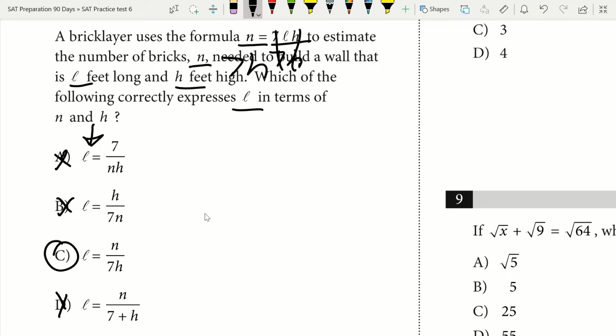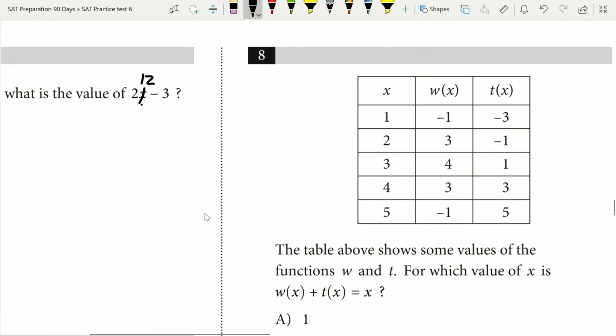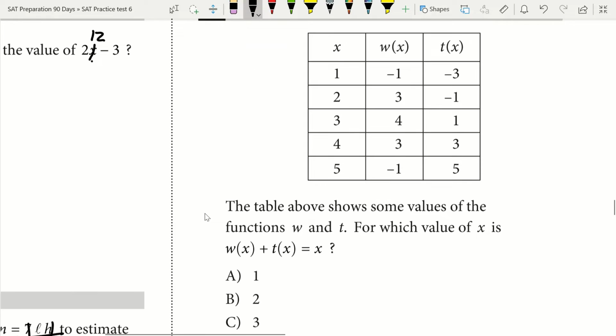All right, question 8 is up here. Okay, we've got a table. Table shows the values for the functions w and t. For which value of x is w of x plus t of x equal to x? Okay, I'm just looking to sum these and get them equal to this. So whatever one is equal is going to be my answer.